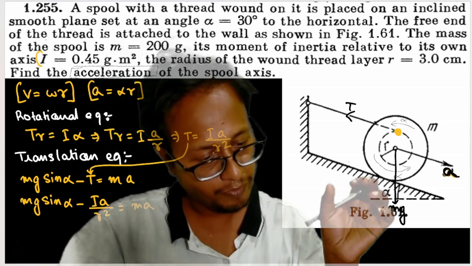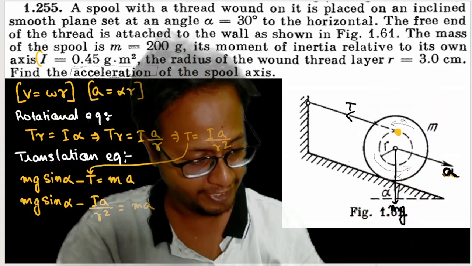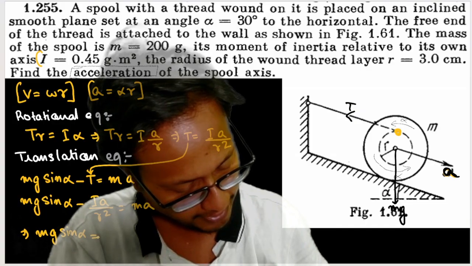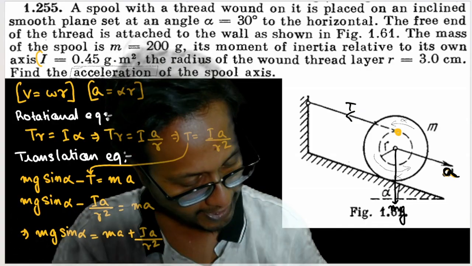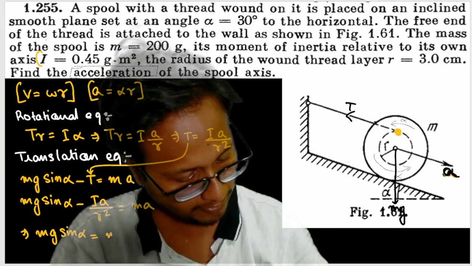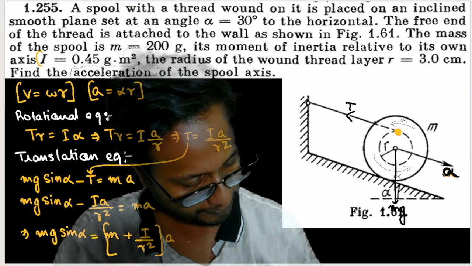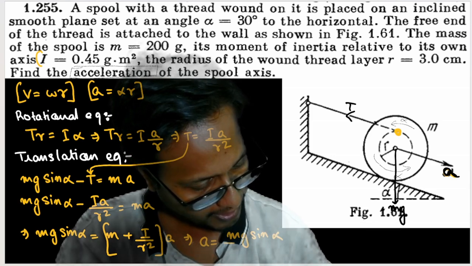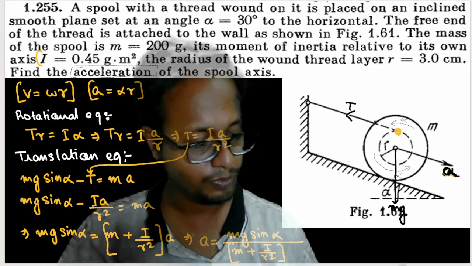Now moment of inertia is given, mass is given, r is given. We just need to find out the value of a. So mg sin alpha is equal to ma plus Ia by r square. If I take a common, m plus I by r square, is equal to mg sin alpha. Or a is equal to mg sin alpha divided by m plus I by r square. And all the values are given.